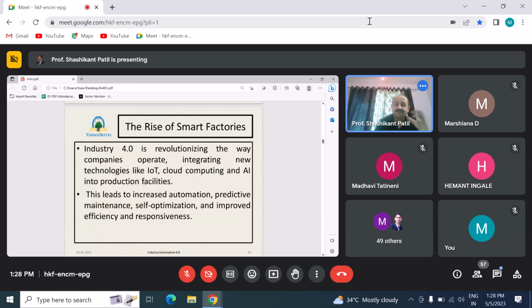Rise of smart factory. So if you see, Industry 4.0 is revolutionizing the way companies operate, integrating new technologies like IoT, cloud computing, and AI in production facilities. Okay, this also leads to increased automation, predictive maintenance, self-optimization, and improved efficiency and responsiveness. Means now machines, the system, or some part will declare where it is going to fail. Or if it is going to fail, the load will be migrated to other systems. If one sensor is on the verge of failing, then within a fraction of a second, that sensor's load or functionality will be diverted to another. Okay, so this way you can migrate the load, or you can replace it, or they will declare the maintenance. Means that way they will become intelligent systems. Okay, so due to this, the system becomes optimized, with improved efficiency and responsiveness.